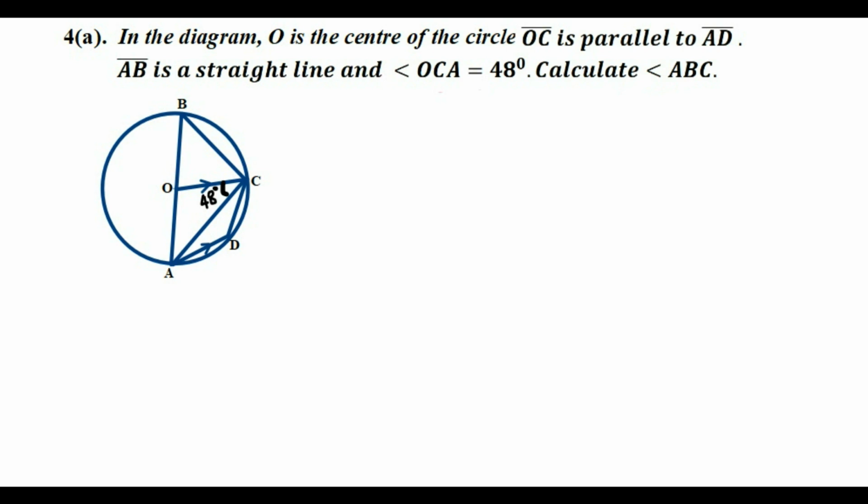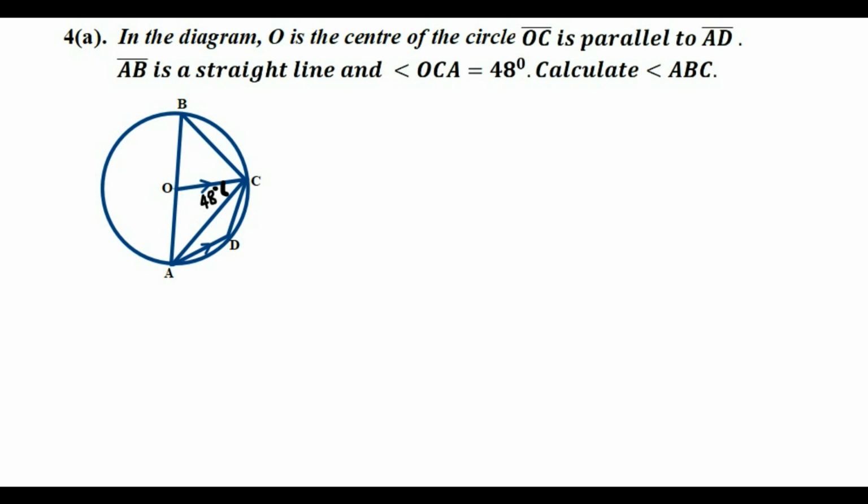Now let's quickly look at the diagram below and try to analyze it in correspondence to the question given to us. The question says O is the center of the circle, and distance OC is parallel to distance AD, and distance AB is a straight line, and angle OCA is 48 degrees. As you can see in the diagram, angle OCA, that is the middle alphabet, is the corresponding angle we're talking about, and this is 48 degrees, and we have to calculate angle ABC, that is the middle corresponding angle, which is this particular place. Now, how do we get that angle?